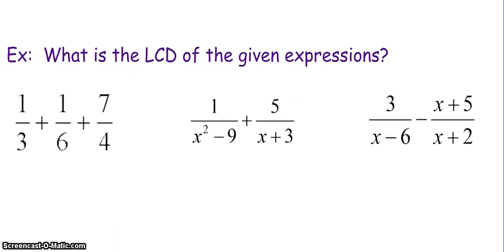So we have these three examples here. These are all expressions because there is no equal sign. So we have 1/3 plus 1/6 plus 7/4. Now I don't want you to actually simplify any of these. I just want you to find the least common denominator. So for example, if I look at 1/3, 1/6, and 7/4, I can ignore the numerators and just look at the denominators. So 3, 6, and 4.